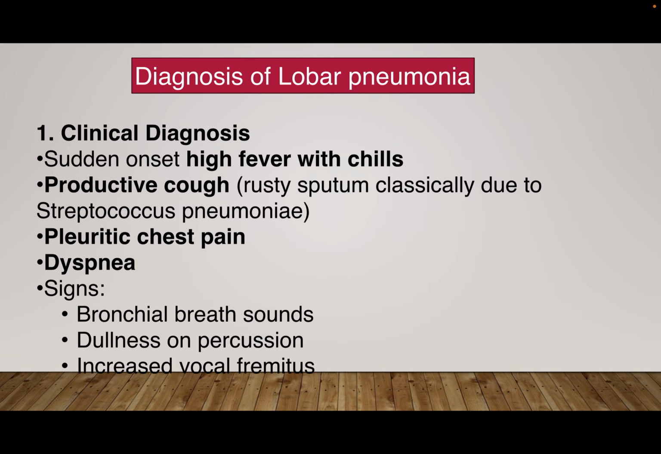The first one is the clinical diagnosis. In clinical diagnosis, we see sudden onset high fever with chills and a productive cough with rusty sputum, which is classically due to Streptococcus pneumoniae. Pleuritic chest pain is also present. Dyspnea is also present.